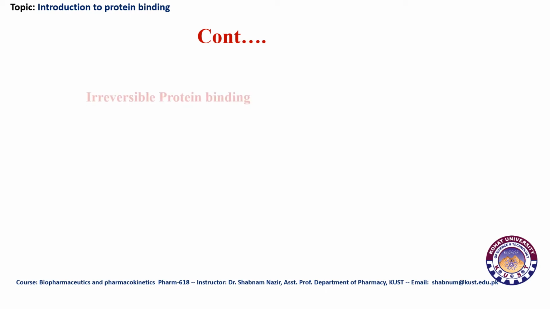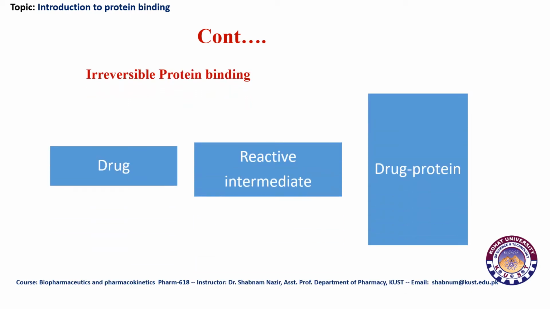So what is the order in irreversible protein binding? The drug will first convert into its reactive intermediate, and then that reactive intermediate will react with the proteins, and their reaction will result in drug protein complex formation.